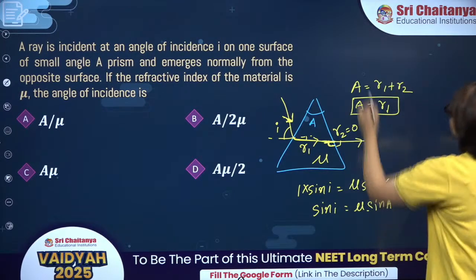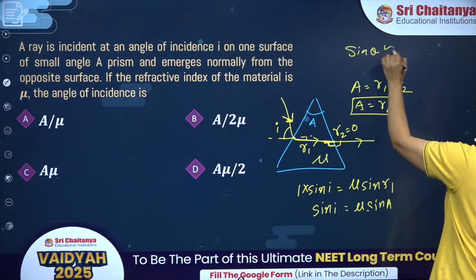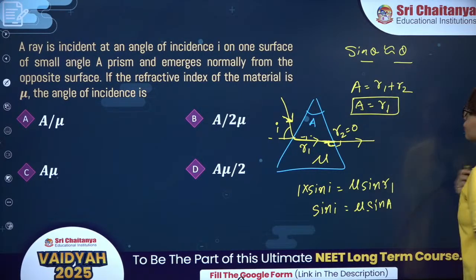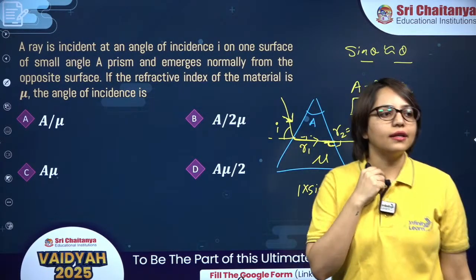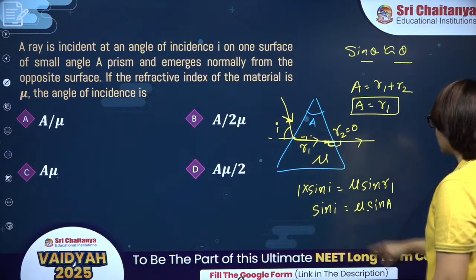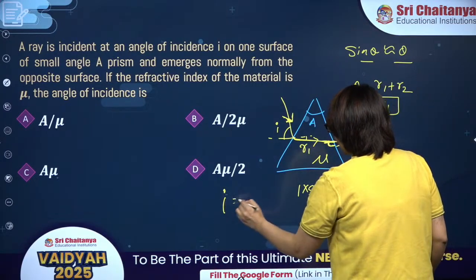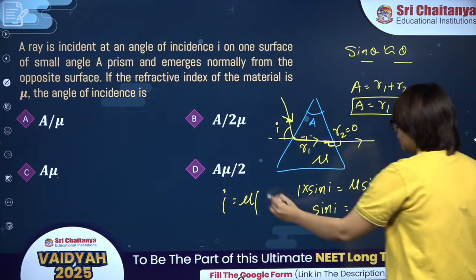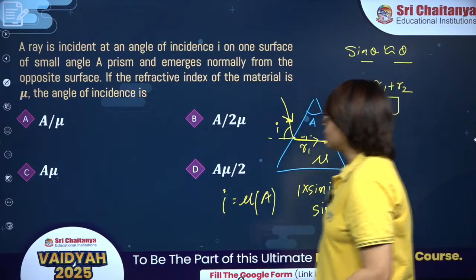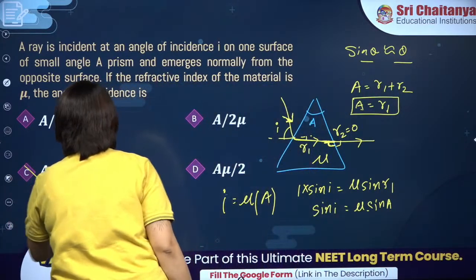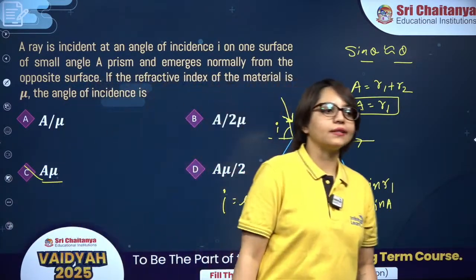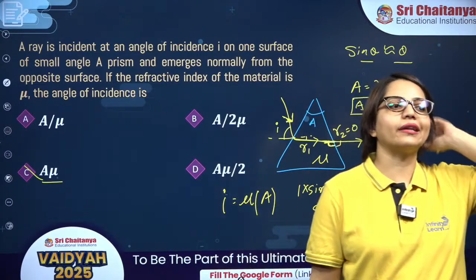Now for small angle, sin theta can be written as theta in radian. For small angle, you can use sin theta as theta only, right? So sin I can be written as I, and it is mu times sin A, which is just A. So I will be mu into A, which is option C. Option C is the correct answer. Chaliye, well done guys, well done.